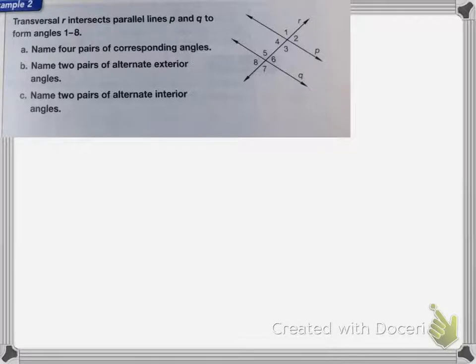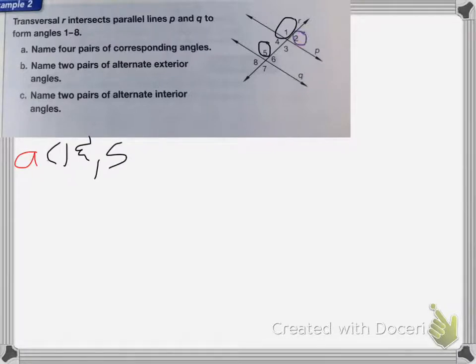On this one, transversal R intersects parallel lines P and Q to form angles 1 through 8. In A, name 4 pairs of corresponding angles. First, corresponding angles are angles that are in the same position as another angle. For example, my corresponding angles are going to be 1 and 5 because they're both on the upper left part of our lines. So it'd be angles 1 and 5.